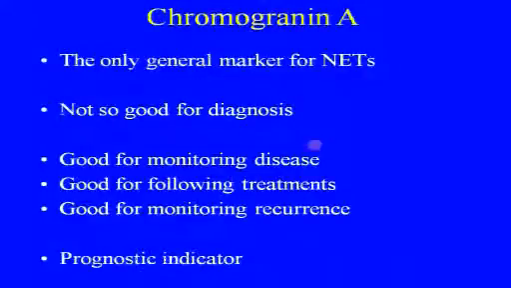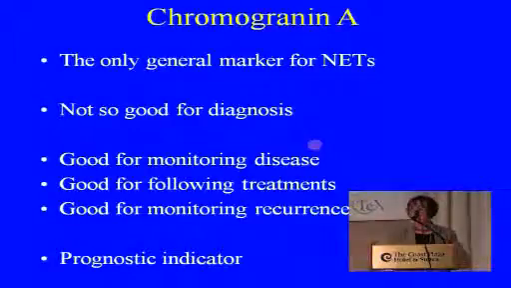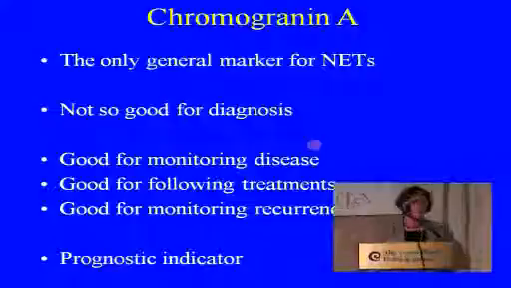And my message is that chromogranin A is the only general circulating marker available. It's not as good for diagnosis, and it's not wonderful, but it's the best we have. And I think along with the other tools that we have, it is really worth using. It's really worth using because it's not so good for diagnosis, but it's very good for monitoring disease once we know that a patient has a tumour. It's very good for following treatment, and it's very good for monitoring recurrence if there's a nice long phase when the tumour is not active. And it can also be used as a prognostic indicator.